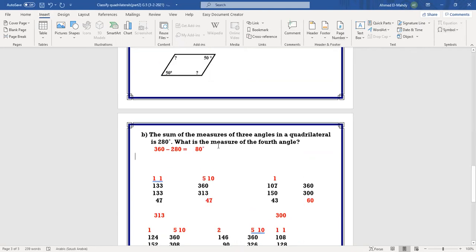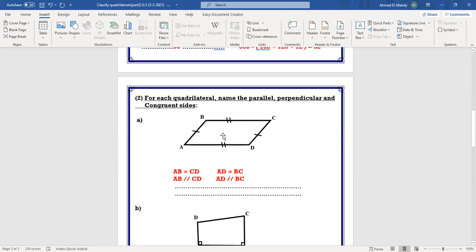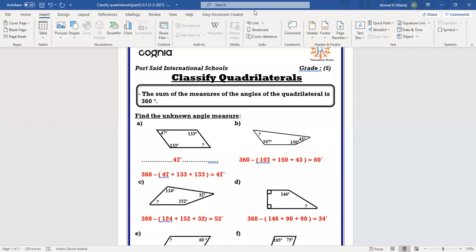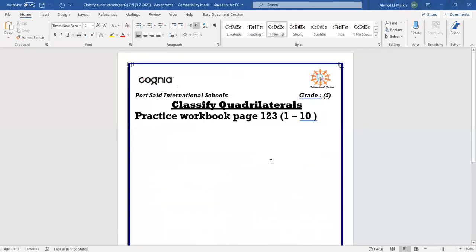Okay guys, this was the lesson of the quadrilateral. Is it easy? Yes, easy peasy lemon squeezy, mister. Yassin, you are funny, masha'Allah.